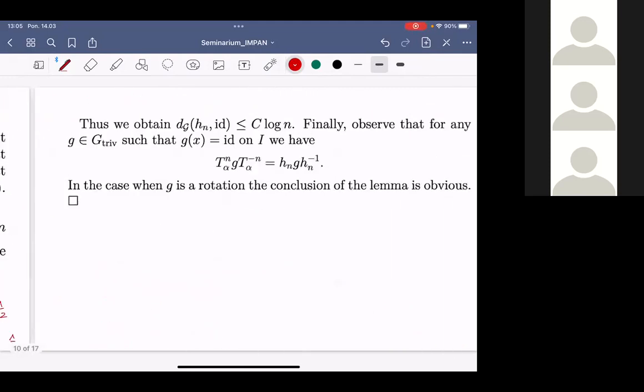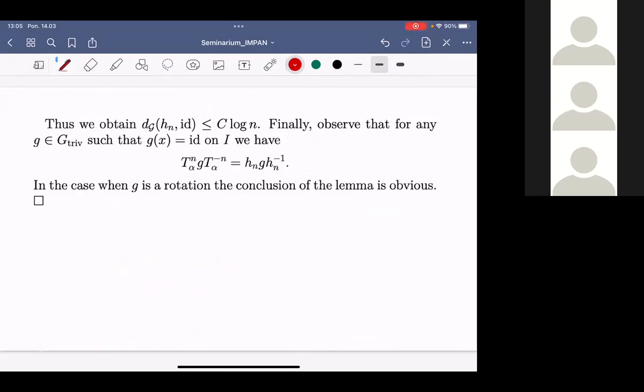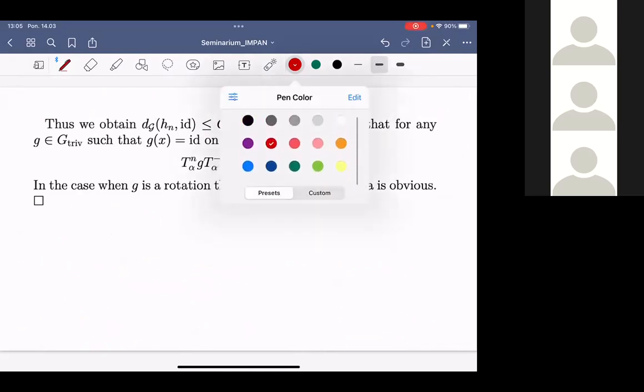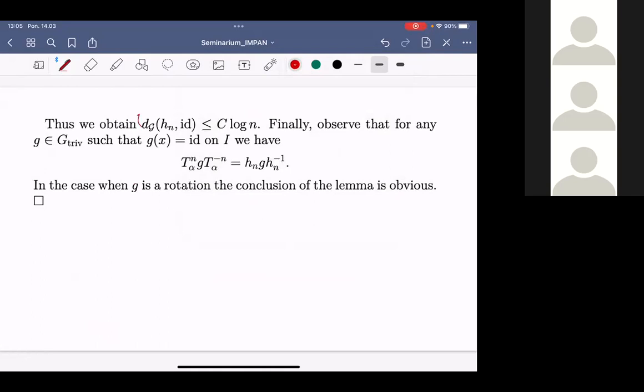So from this, it follows that we may estimate this element by some constant c times log n. Okay, so what we know? We know that t alpha to the power n is equal to hn, but it is done on x, or identity if x is not in I.